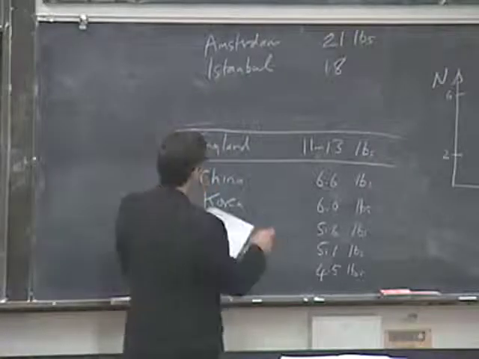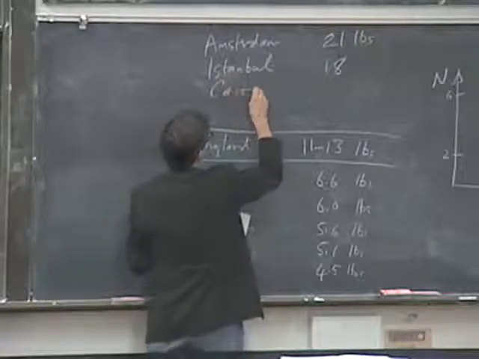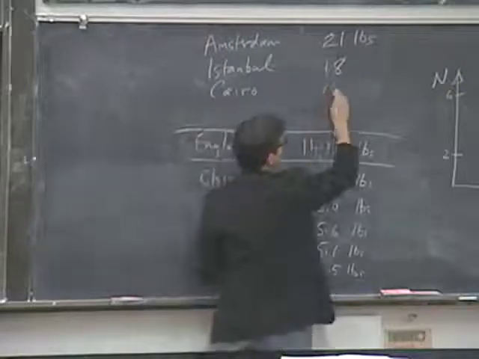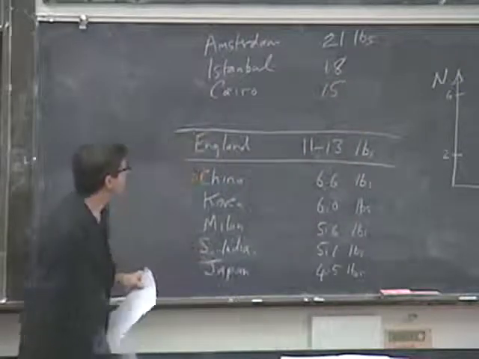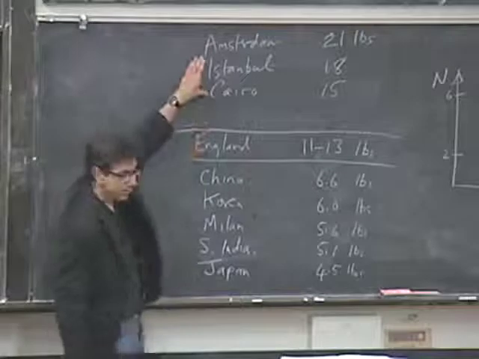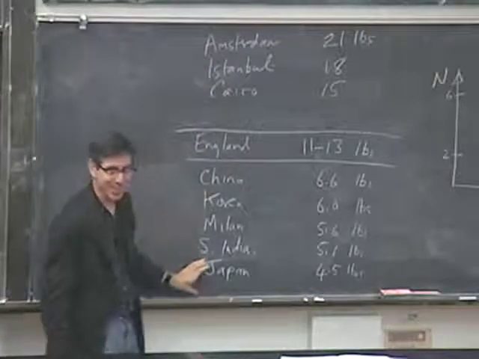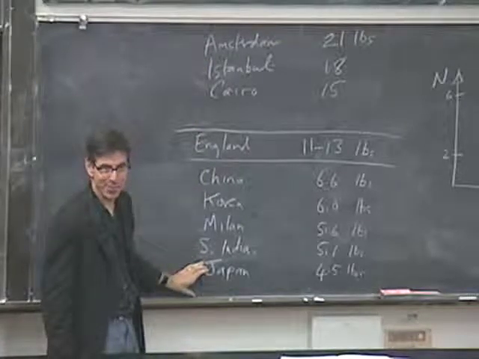What else is doing well? Cairo, again, a big city. These are building workers, laborers' wages, about 15 pounds. But you can see that there are actually, these are surprisingly rich societies compared to places like Japan, right?